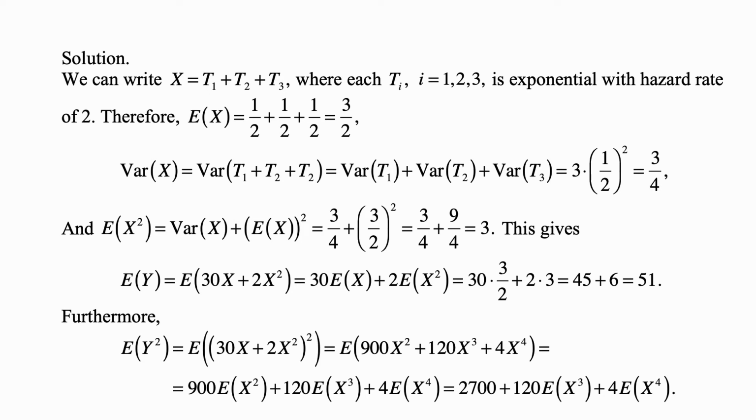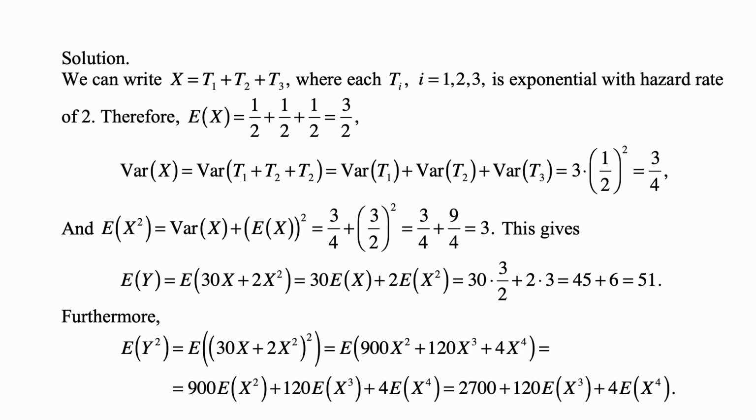And here's a solution. We can write X as T1 plus T2 plus T3, where each Ti is exponential with hazard rate of 2. Therefore, E of X is 1/2 plus 1/2 plus 1/2, so it's 3/2. And the variance of X, because we assume T1, T2 and T3 are independent, is the sum of variances. The variance of each one of them is the square of the mean, so it's 1/2 squared. So 3 times 1/2 squared is 3/4.